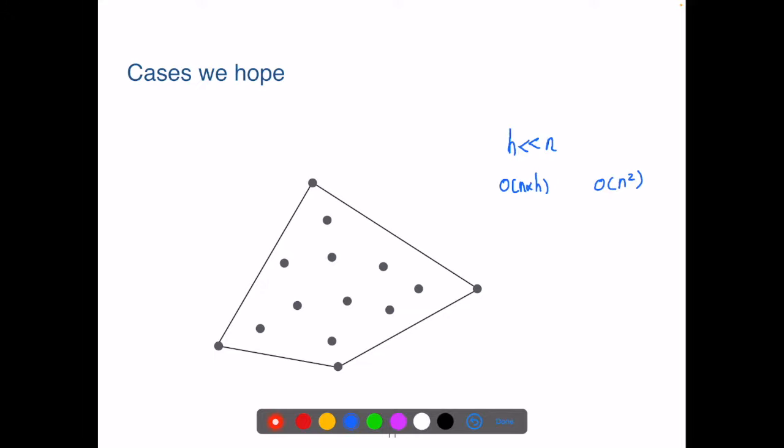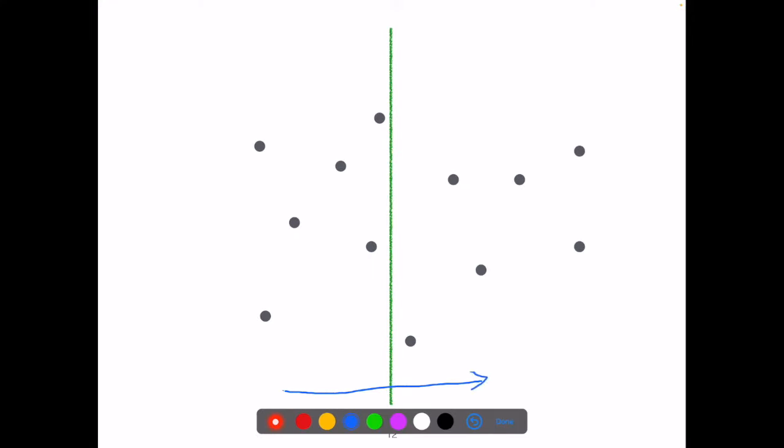What about divide and conquer? Can we come up with an efficient divide and conquer algorithm for this problem? The idea would be to divide the points into equal halves in each iteration and solve the smaller problems recursively. In order to partition the graph, we start by sorting all the points from left to right based on their x coordinates. This will take us big O of n log n time.